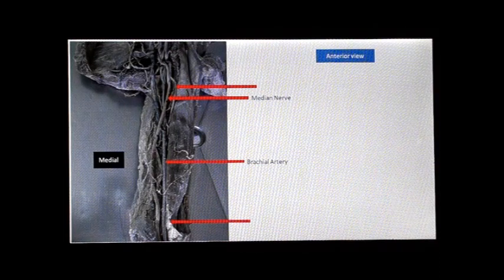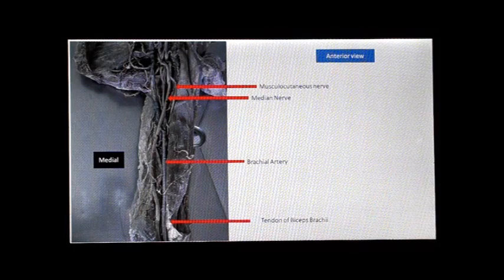Next about the brachial artery, here we can see brachial artery, which is the continuation of axillary artery from the axilla, and it terminates in the cubital fossa as radial and ulnar artery. It is the common artery of choice for recording blood pressure.